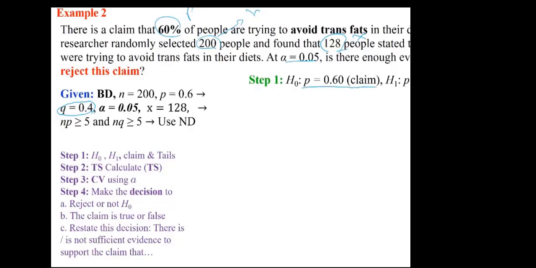Now, the second step involves calculating the test statistic. To calculate the test statistic, look at the top formula. To use that, we need p hat first. So we calculate p hat as x over n, or 128 over 200. So the z-score is p hat, which is 0.64, minus p, which is 0.6, over the square root of pq over n, 0.6 times 0.4 over 200. And now this is just the simple math you do. The calculation results in the number 1.15.